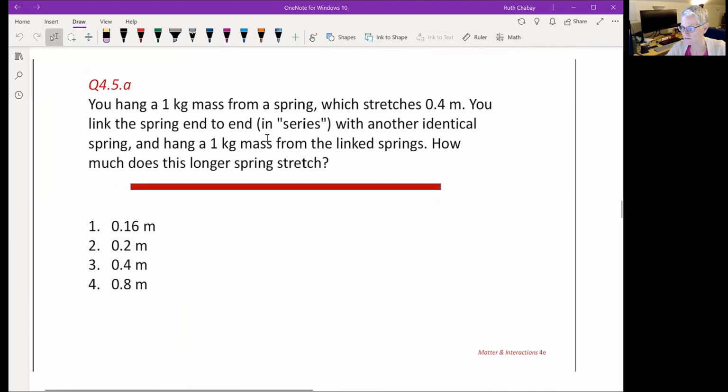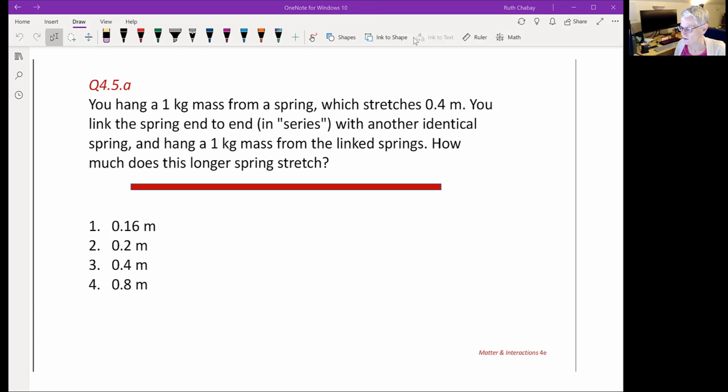Okay, so here's our question. We hang a 1 kilogram mass from a spring, which stretches 0.4 meters. And now we're just going to string 2 of them together end to end like we just drew here. And the question is, how much is that chain of springs going to stretch? Try to picture this in your mind. Maybe even drawing a picture would help.